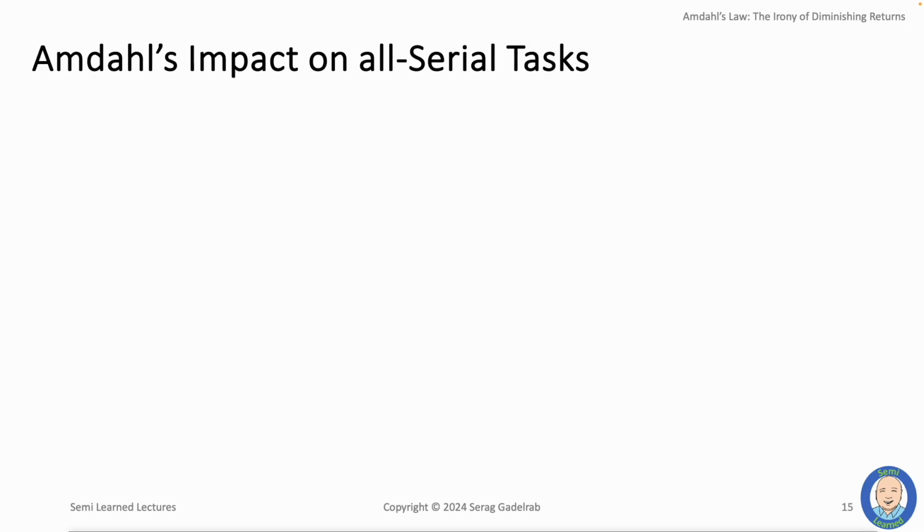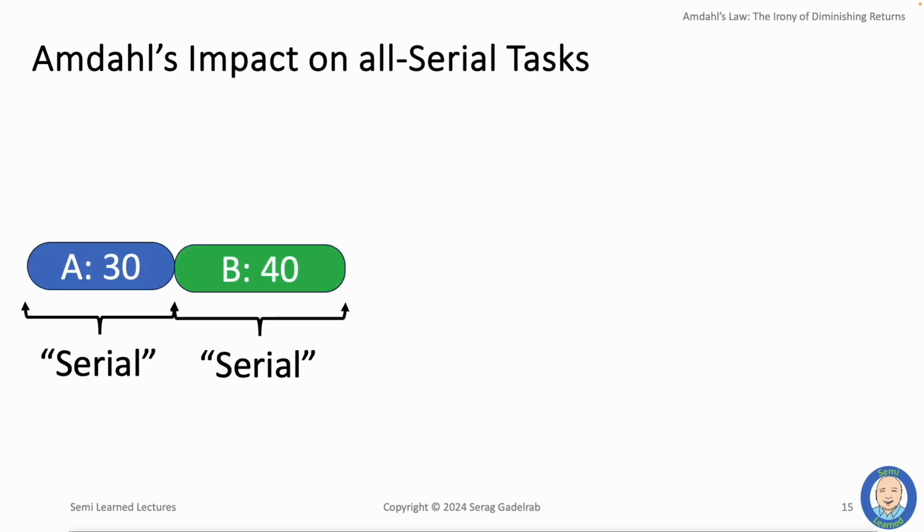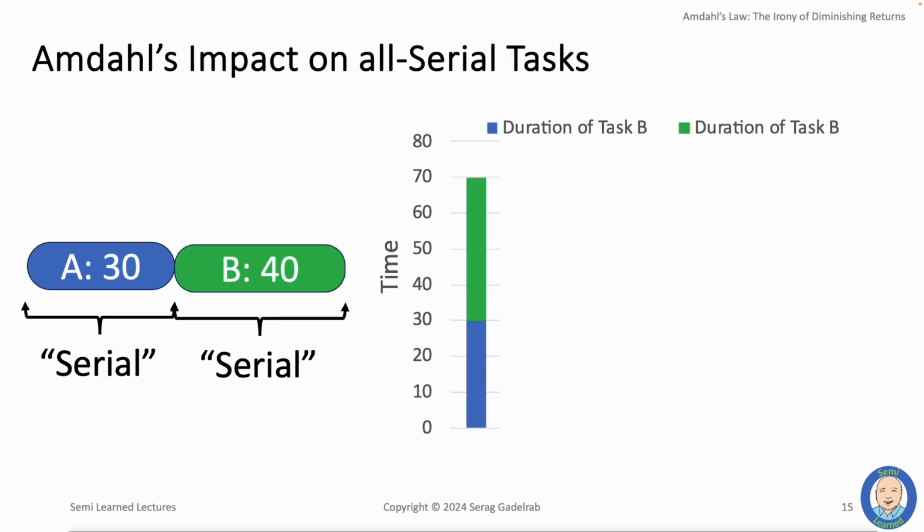And because Amdahl's original intent was to make engineers focus on the serial portion of the task, Amdahl used his law to guide engineers on how to optimize workloads that were made up solely or predominantly of serial tasks that cannot be parallelized. For example, say we have a workload that is made up of two serial subtasks. Task A, which lasts for 30 minutes, followed by task B, which lasts for 40 minutes. That gives us a starting point where the overall time is 70 minutes.